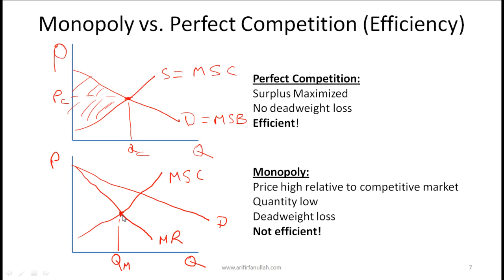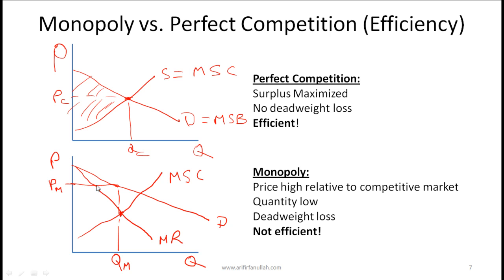So the quantity set by the monopolist is going to be less than the quantity set in perfect competition. And what about price? So for price, we then take that quantity and read the amount off the demand curve, and notice that the price in a monopoly is going to be higher than the price in perfect competition.